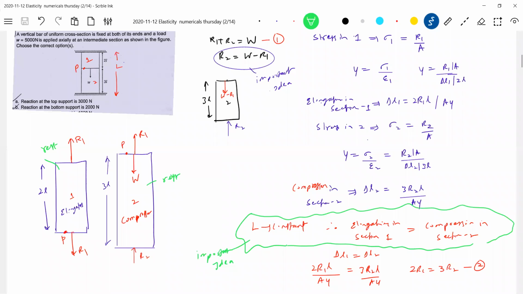Think in terms of, what is the force in this rod, R1? What is the force in this rod? W minus R1. Do you know R1? We don't know. So therefore, W minus R1, I'm writing R2. And what is R2? W minus R1. Okay, sir. Thank you.